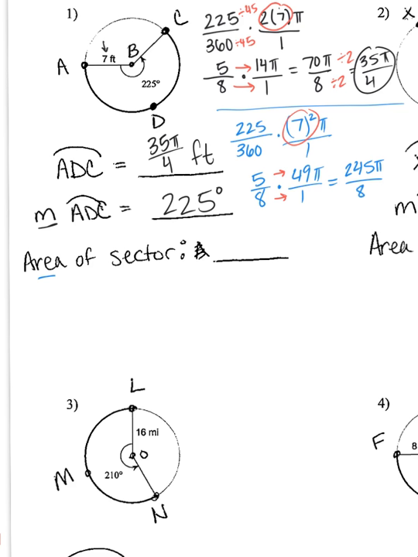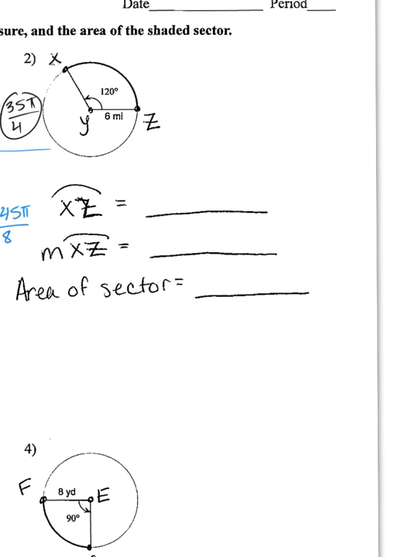nice whole number. They're all giving you decimals, so therefore this is not reducible. So my final answer then would be 245 pi over 8, and then our label here, since we found area, would be feet squared. Okay, let's go to the next one.